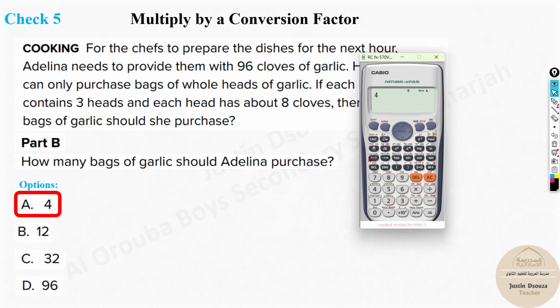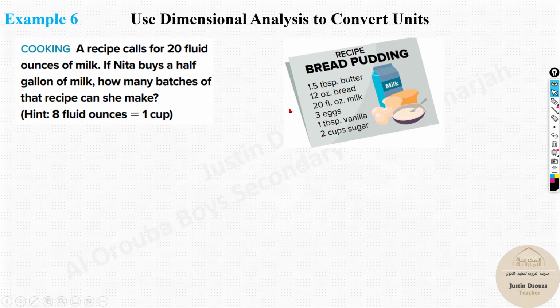You have 4 bags. Each bag will have 3 garlics. Okay. So you have 12 garlic heads. Each garlic head will have 8 cloves. So 96. Yes, that's the correct answer. So you can do the reverse thing and get the question as well.